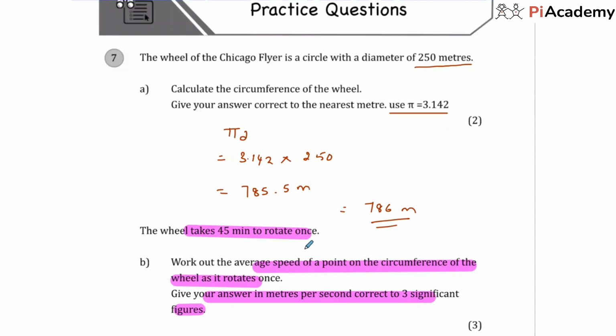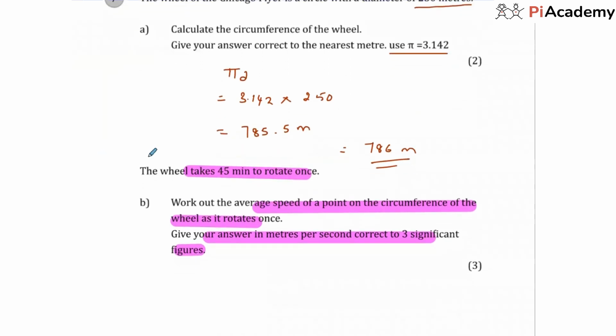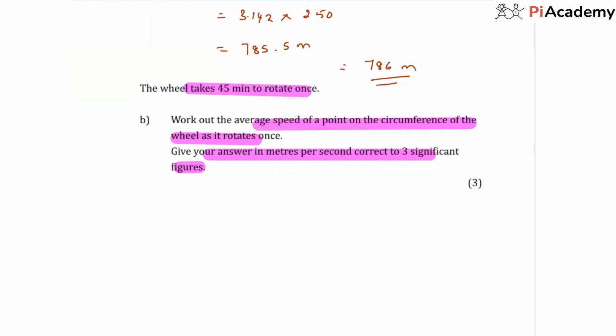Go ahead. Next. The wheel takes 45 minutes to rotate once. Work out the average speed of a point on the circumference of the wheel as it rotates once. Give your answer in meters per second, correct to 3 significant figures. Meters per minute. Done. 1048. Good. Speed is equal to distance traveled by time taken, right? Distance divided by time.